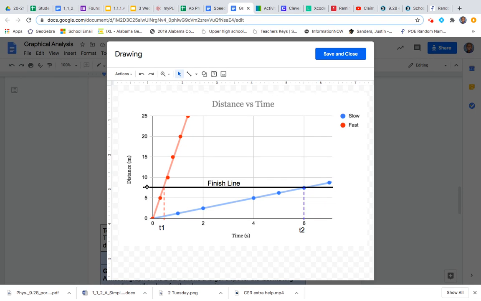But I draw a horizontal line just so I can compare what's happening at this distance. This distance of, what is this? Looks like 7 meters. Well, the red car, which is the faster car, got there quicker than the blue car. So that supports our other analysis. So the reason that I drew the line is I had to fix distance in order to see what was going on with time.